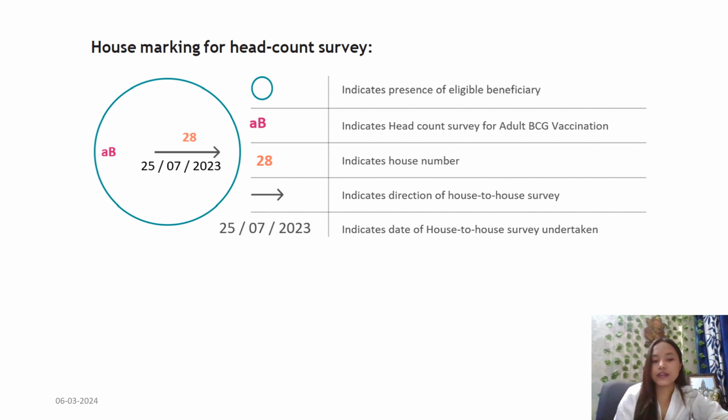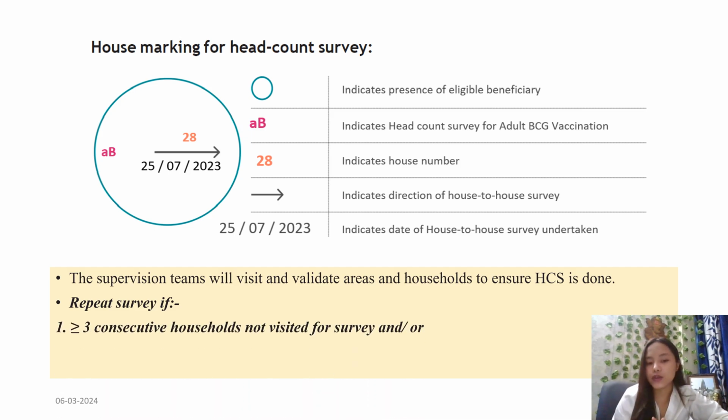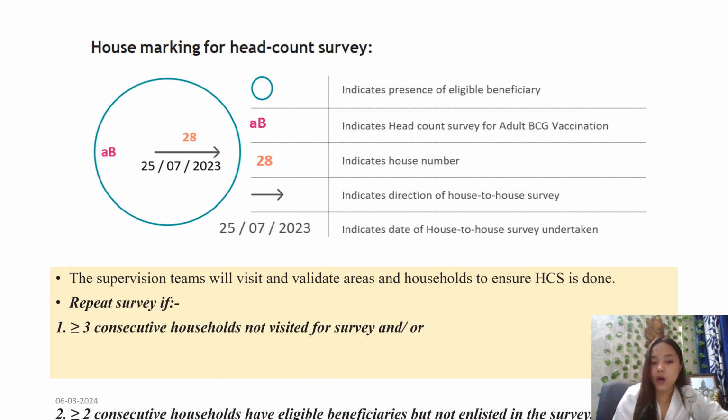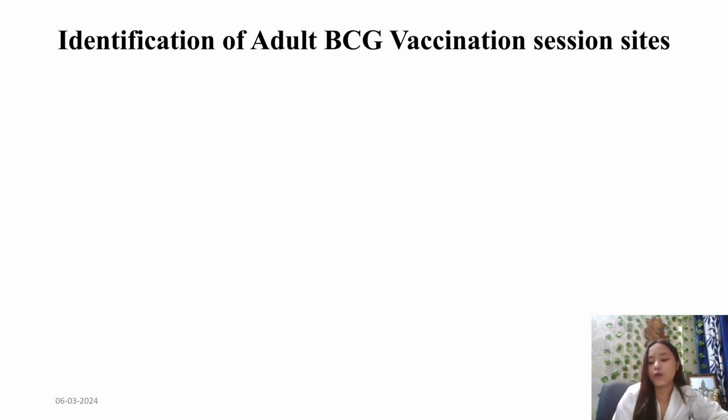Now, after that, a supervision team will visit and validate the areas and households to ensure that the headcount survey was done properly by the frontline workers. And they will have to repeat the survey if it is found that three or more consecutive households were not visited for survey, or two or more consecutive households had eligible beneficiaries but they were not enlisted in the survey. Also, one thing that we should remember is that the headcount survey will be conducted for 15 days for a particular area, ensuring that 25 to 30 households are covered each day.